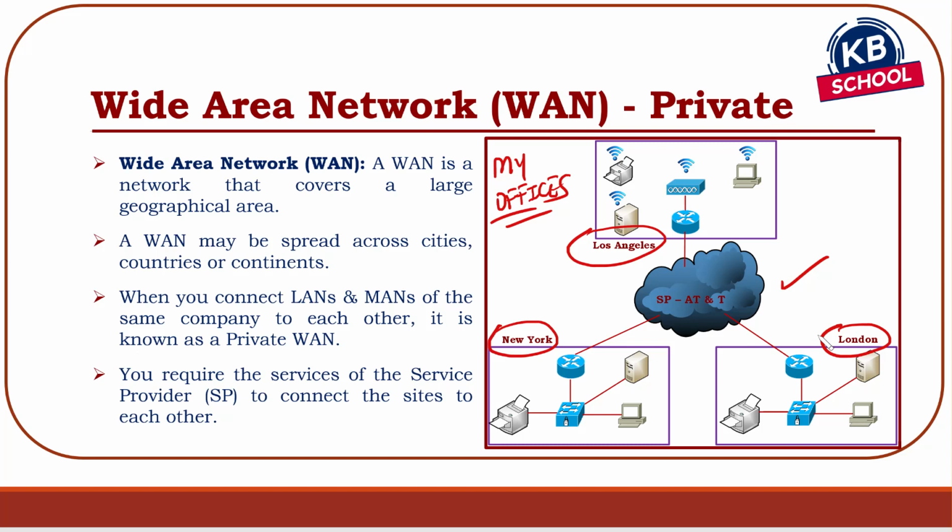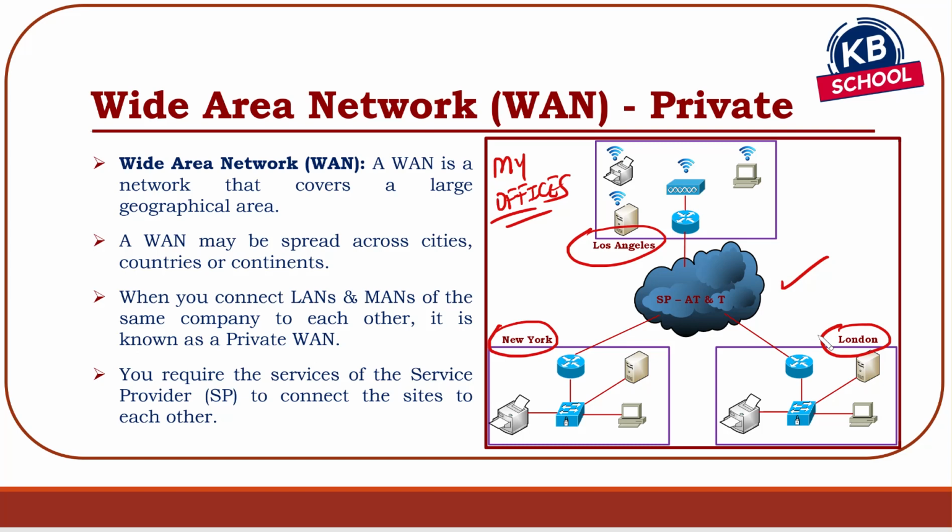A MAN would connect the different buildings within the same city to each other. A WAN is a bigger part of it. It will spread across cities, countries, and continents to connect my offices to my offices. So if I have a multinational company that is having offices in different parts of the world, I have the ability to connect them up by using the service provider, by using these devices known as routers that connect them to each other. So that's what a WAN is. Now, a private WAN connects my offices to another office of mine.